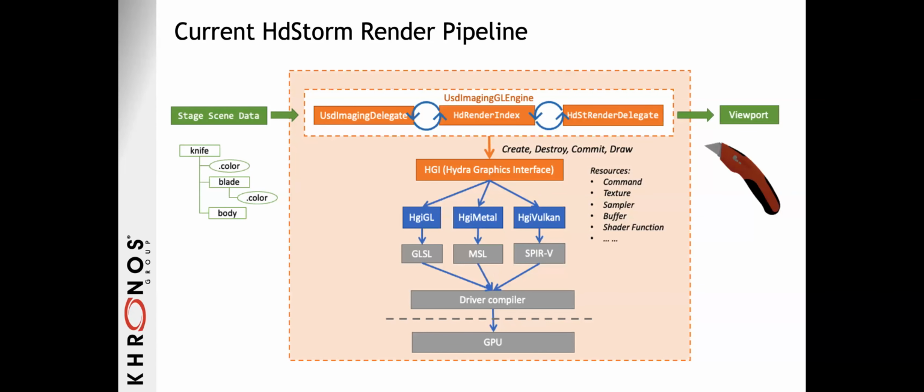So I want to go into more detail on the work that we did to use HdStorm and the HdStorm render pipeline. HdStorm, as a render delegate, already has an abstraction layer called the Hydra Graphics Interface, and it makes it portable to use in other systems. For example, there's already a mature implementation for OpenGL and Metal, and there is a work-in-progress implementation for HGI Vulkan.